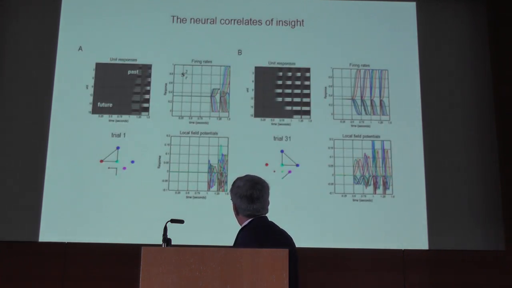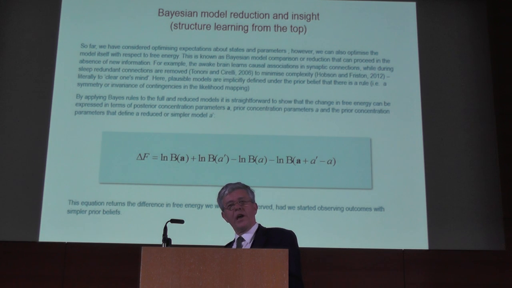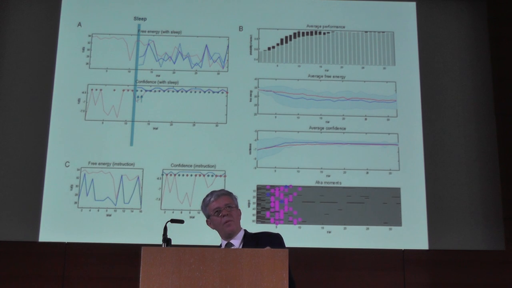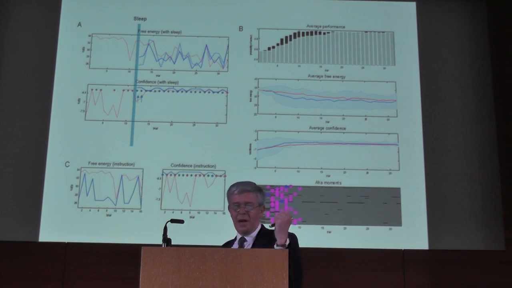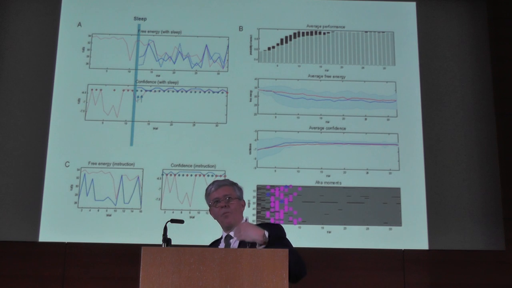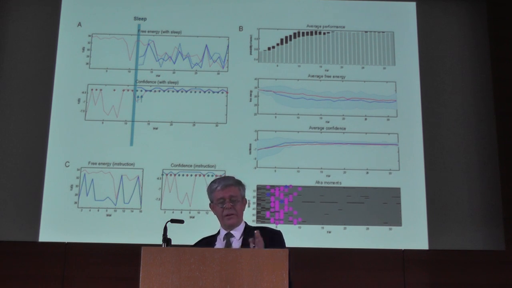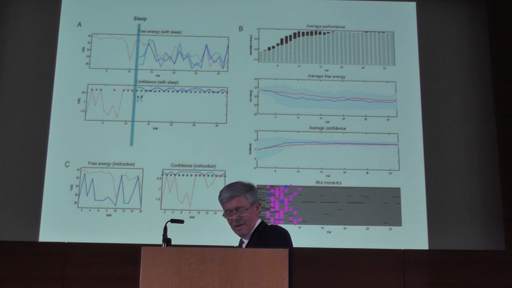And then we move on to consider structure learning and why this scheme can actually match the performance of some people who are able to get the rule within about five or six moves. And that basically calls upon the fact that the basic scheme that one would employ without any structure learning doesn't have prior beliefs about the model space, and basically needs to know that there is a rule in place.